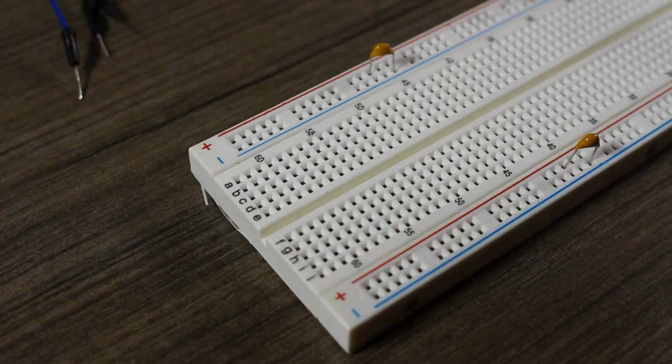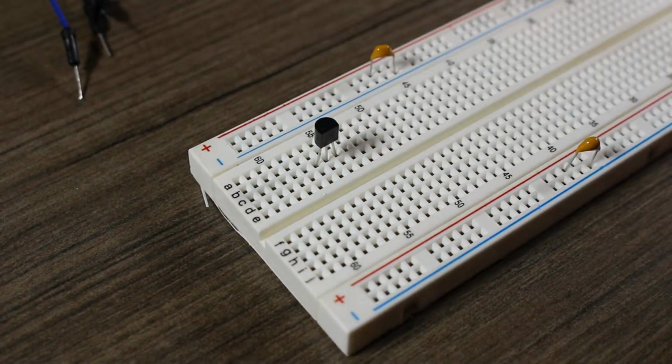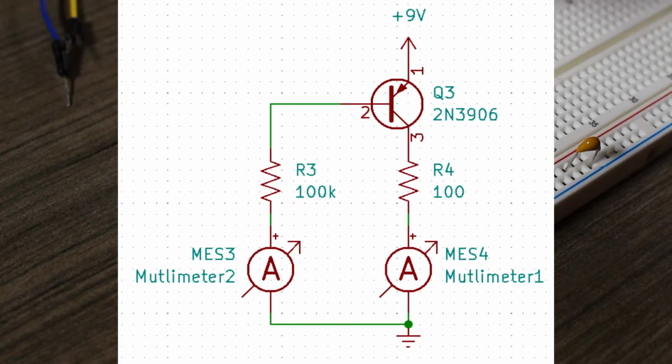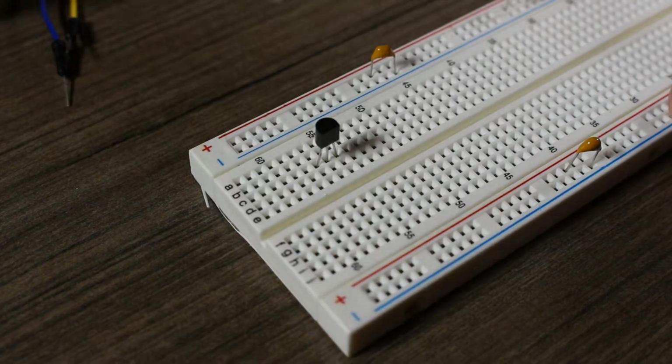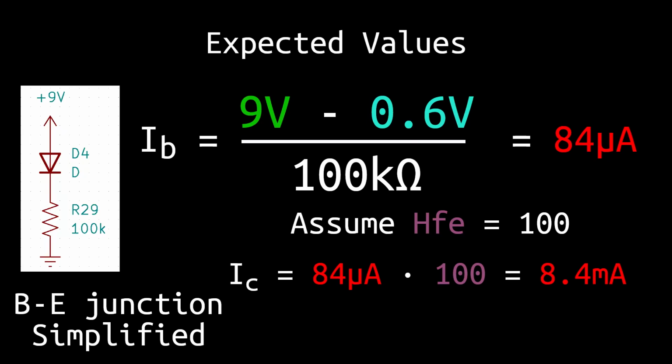Let's run the experiment again for a PNP. In this case, we'll use the 2N3906. Take note of the direction of the arrow on the transistor. We will have to make current flow in that direction. So this time, we will connect the resistors to ground. The base current calculation is still the same, but the conceptual circuit has the diode at the top instead.